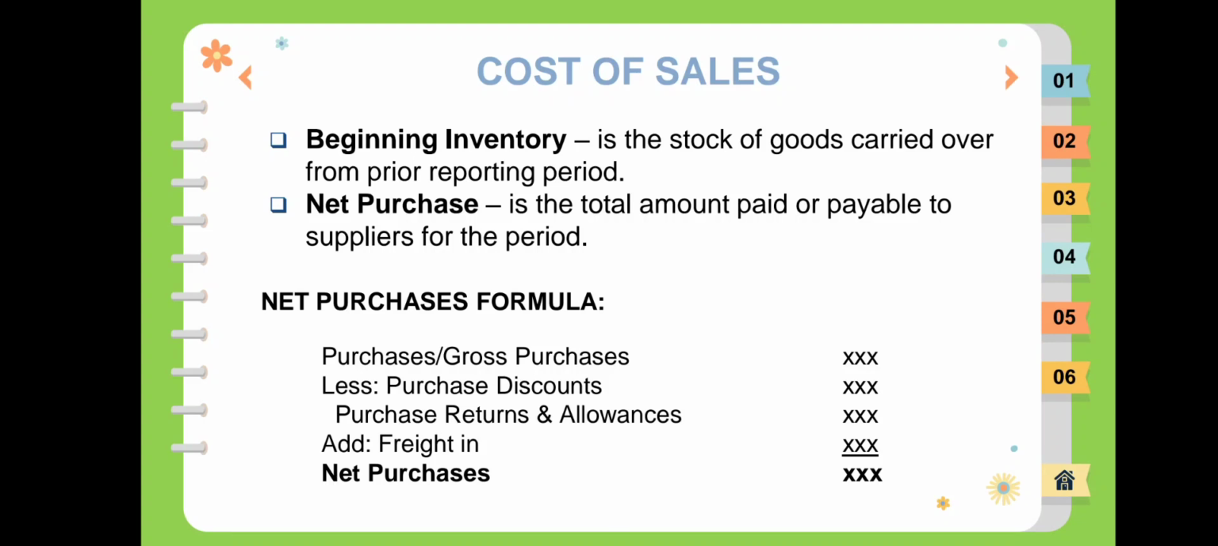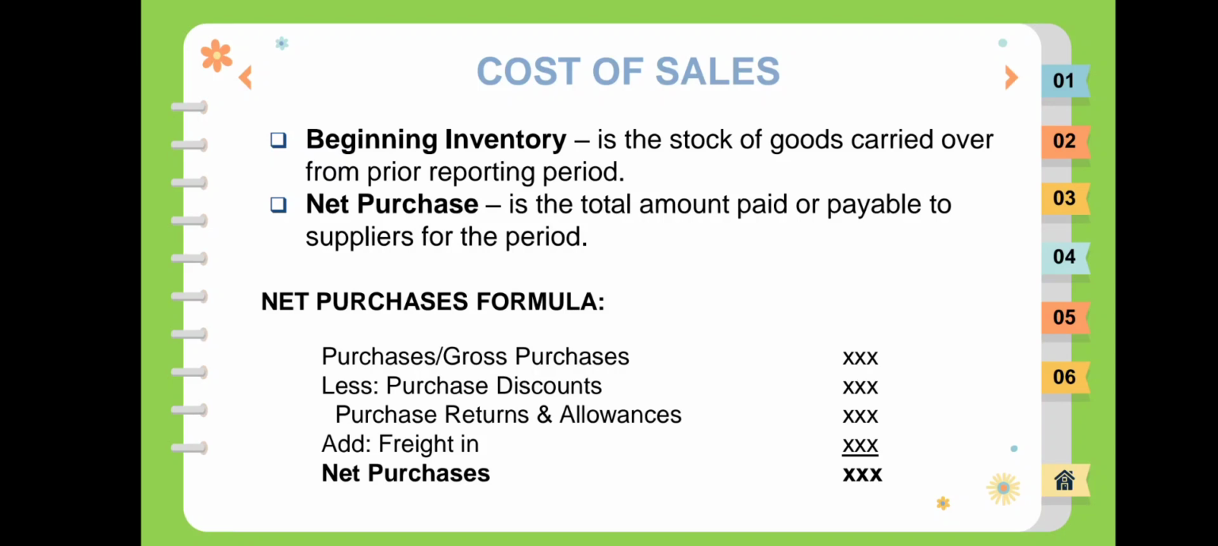So sabihin natin na nag-start si business sa pag-operate 2018. So sa 2018, may matitirang inventory. So yung matitirang paninda or ending inventory of the year 2018 will be the beginning inventory of year 2019. So makikarry over yung ending inventory ng 2018 sa next year. Yung inventory amount noong January 1, 2019, that is the beginning inventory.